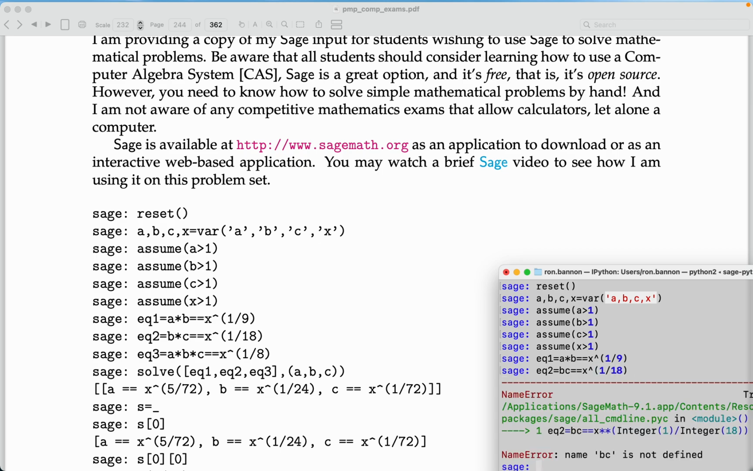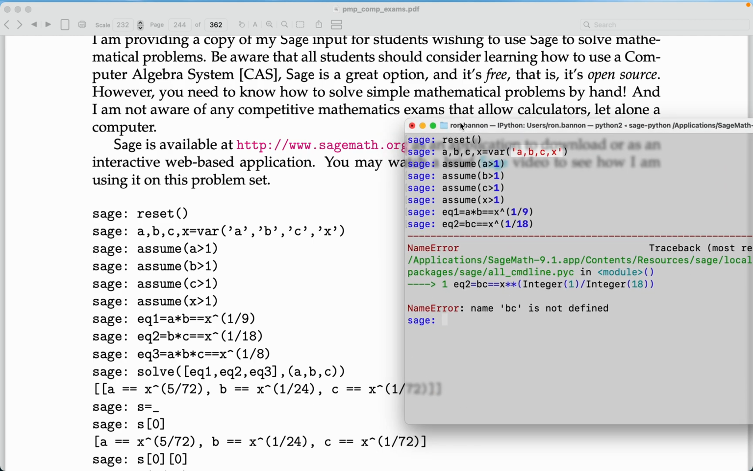It says there's an error. So I'm just going to say that if you're getting an error, certainly you can read the error message. It says that BC is not defined. So I'm going to correct it by putting B star C. Both B and C are defined variables, by the way. Let's put down equation 3, EQ3. This is being assigned A times B times C. And that is equal to X to the 1/8 power now.